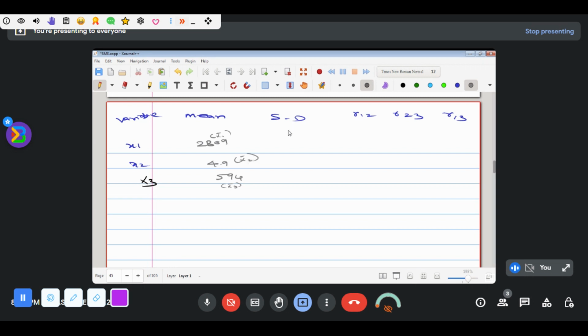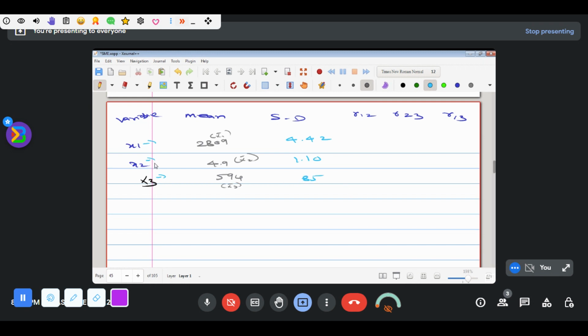Next is the corresponding standard deviation, meaning sigma 1, sigma 2, and sigma 3. The values are 4.41, 1.10, and 80 pi. This is the standard deviation.